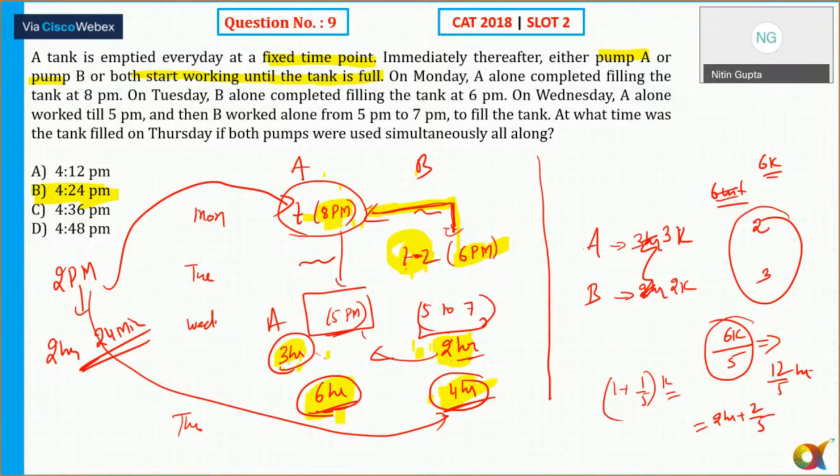Now if A takes 6 hours and A finishes the work at 8, then 8 minus 6 is 2 p.m. So it means the work has actually started at 2 p.m. Is that clear now to all of you? Any doubts to anyone? Clear? Can we move to the next slide? Okay. Chalo फिर, let's move ahead.